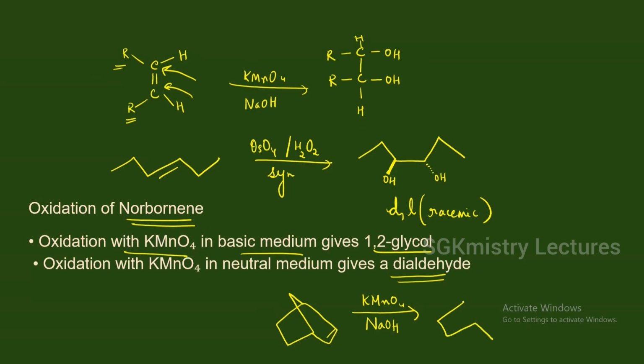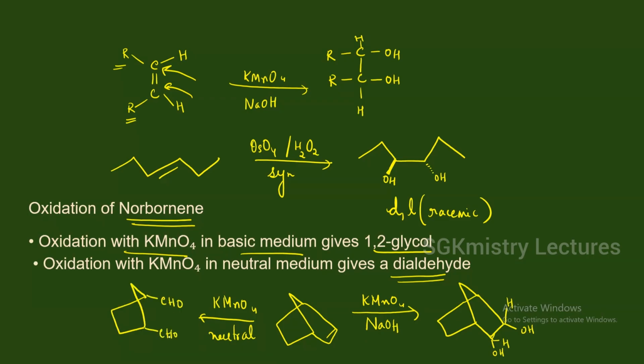So the double bond will be converted into the single bond. So you have H, OH, here you have H and OH, right? So next, if you're talking about KMnO4 in the neutral medium, so you're going to get a dialdehyde. So here CHO and CHO, right? So here what happens is the carbons that are involved in the double bond, so that bond itself breaks and you get CHO groups.